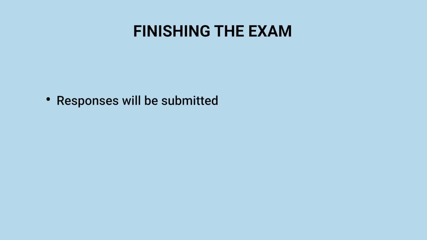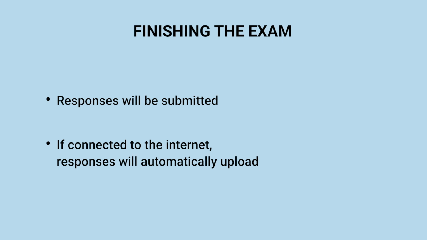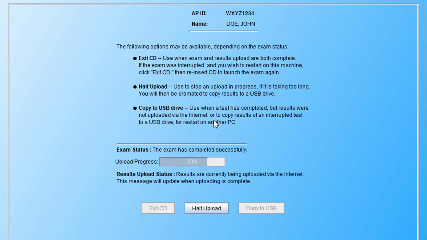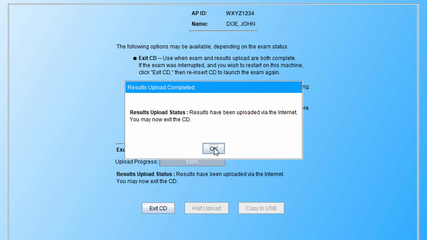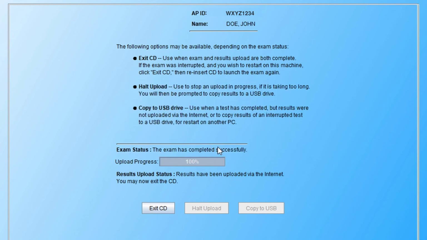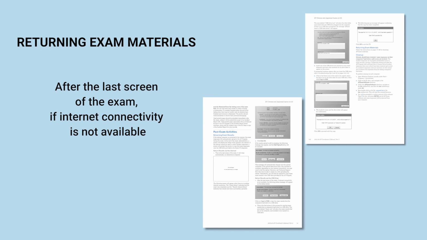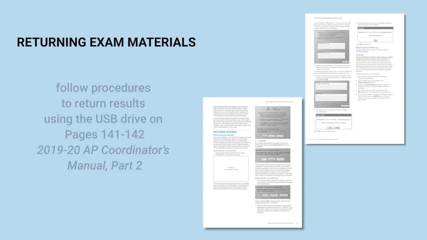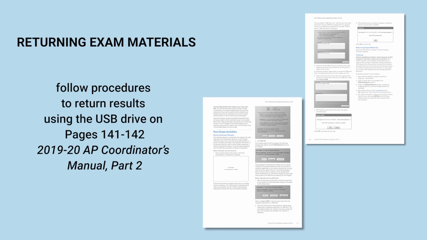After students have completed the exam, their responses will be submitted to the AP program. If the testing center is connected to the internet, the exam responses will automatically upload upon completion of the exam. At the end of the exam, a screen will display the status of the upload to the internet. This screen will appear when there's a working internet connection. Exam status indicates that the exam is completed, and the results upload status indicates that results have been uploaded successfully. Click Exit CD. After the last screen of the exam, if internet connectivity is not available, follow procedures to return results using the USB drive on pages 141 to 142 of the manual.